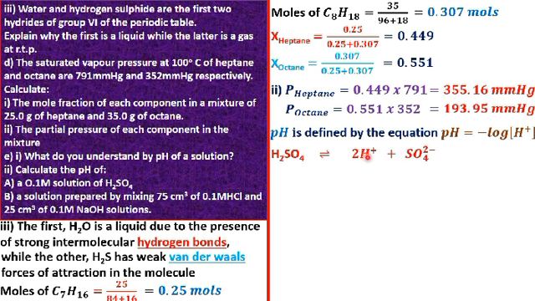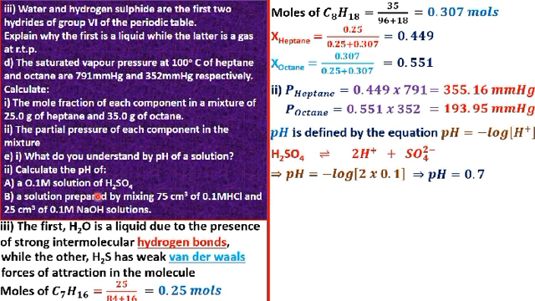But our main interest is the 2 moles of H plus ion. So to get the pH of this, we have to multiply the concentration of the sulfuric acid by 2. Since it releases 2 moles of H plus, we have pH equal to negative log of 2 times 0.1. That gives us an answer of 0.7. So that's the pH of this acid.